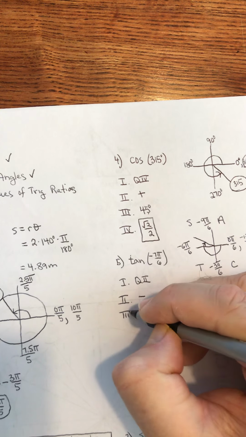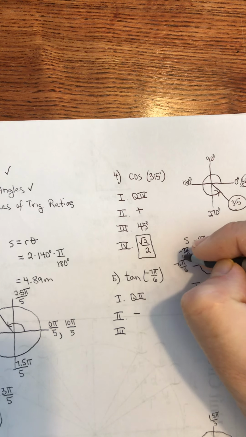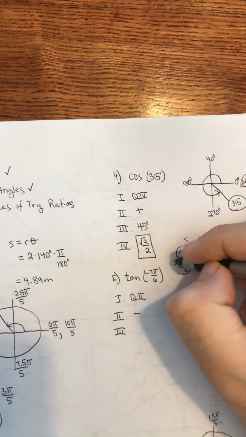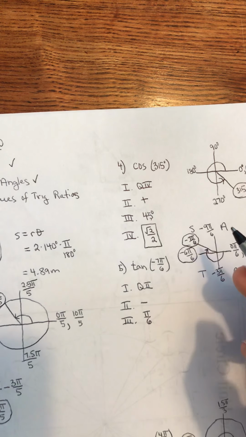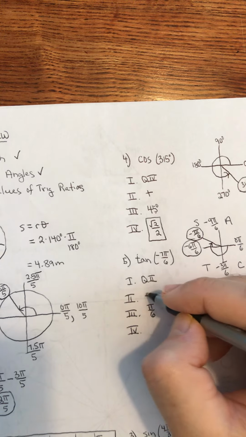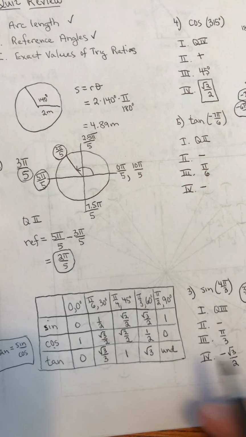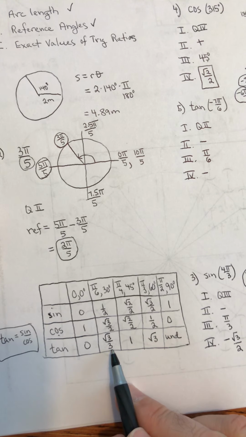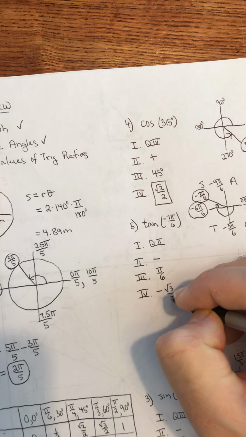Number 3, my reference angle, how far apart are these? Well, take away the negatives because it's just absolute value. And those are just pi over 6 apart. If I do my chart correctly, all I've got to do is come down to my chart and find tangent of pi over 6. So negative square root 3 over 3.